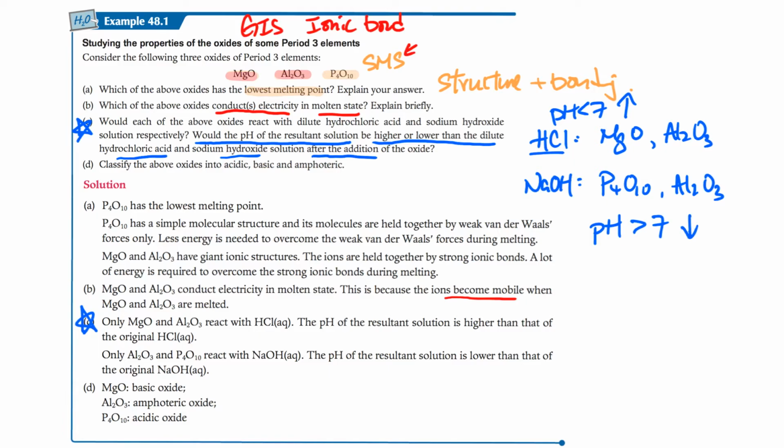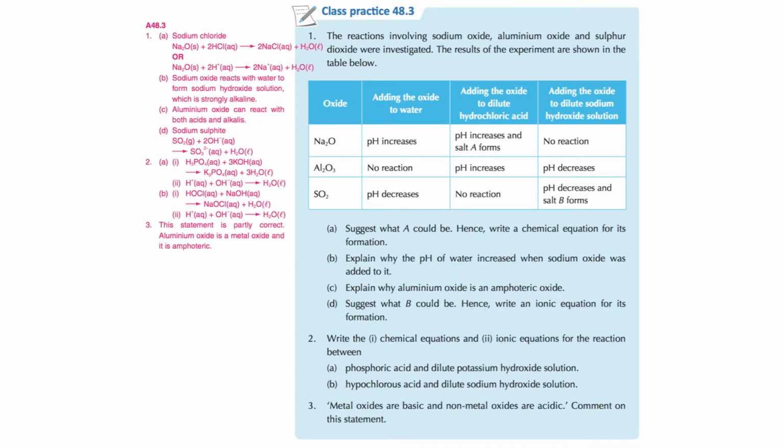For part D, we just classify the things into different oxides, easy. And then for class practice 48.3, I just want to draw your attention to C. This question is quite common. Explain why aluminum oxide is an amphoteric oxide. Basically you just have to tell them that it can react with both acid and alkaline. The keyword, I think you should mention the word both. Both of them.